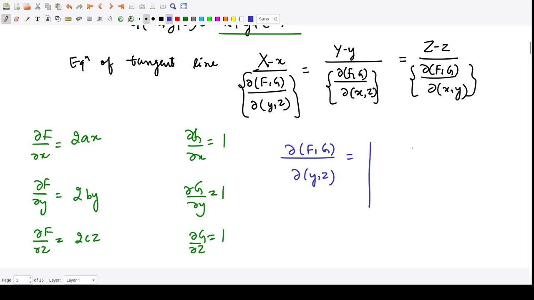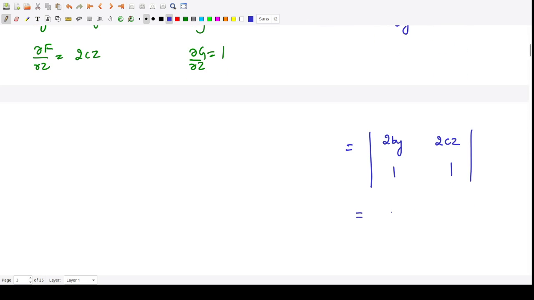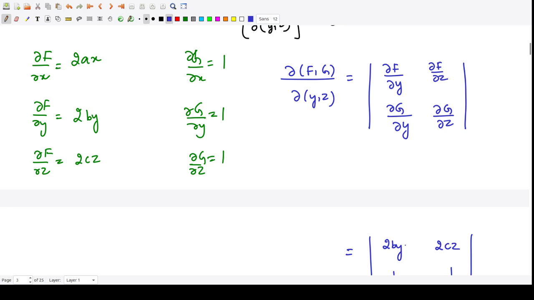The formula to calculate this one is, you will first take the partial derivative of f with respect to y, and then the partial derivative of f with respect to z, the partial derivative of g with respect to y, and the partial derivative of g with respect to z. And then you will substitute the values. So when you substitute the values, what do you have? Del f by del y, that is 2by, del f by del z is 2cz, and we have 1 and 1. So when you take the determinant, it comes out to be 2by minus 2cz. So this is the determinant. This is the Jacobian value for this first quantity.